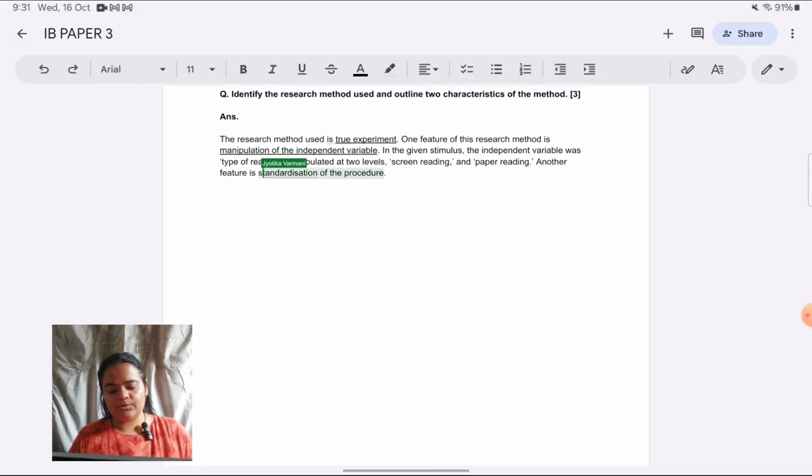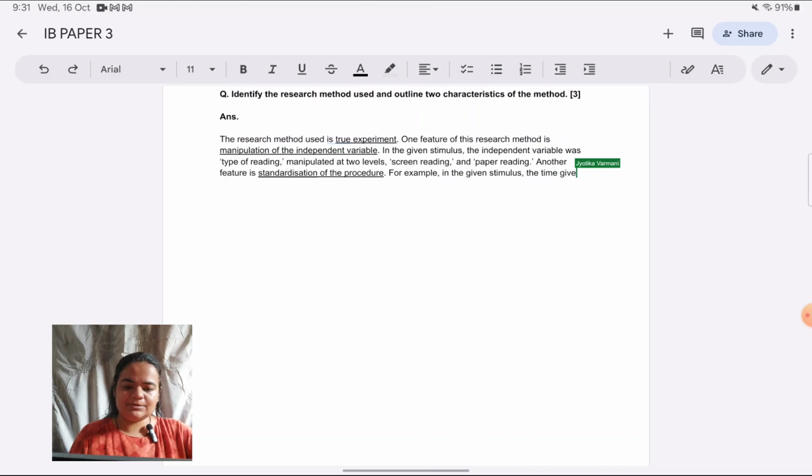Standardization is done in a number of ways, so I will not be able to point out everything in the stimulus that is standardized, but definitely I can give one or two examples. So for example, in the given stimulus, the time given to read the passage, to read the material, I'm just trying to use as much wording as possible from the situation itself. So the time given to read the material to all participants was the same.